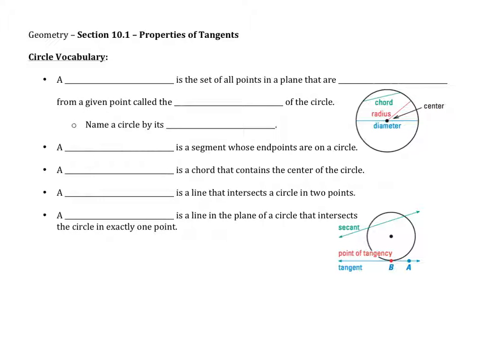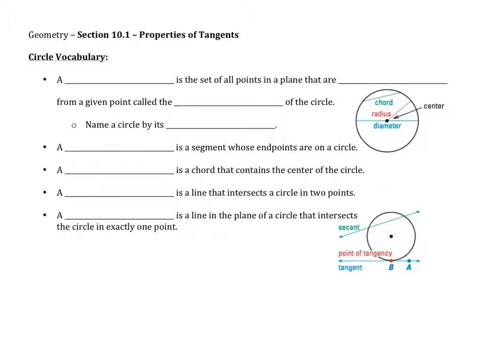In Chapter 10, we'll be studying circles, and although Section 10.1 is titled Properties of Tangents, a lot of this section is just going to be terminology about circles in general. So to start, let's define what a circle is.